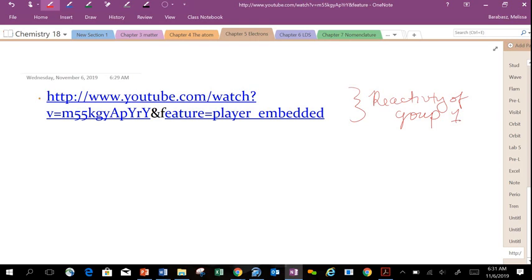So we looked at group 1 in the video, which is lithium, sodium, potassium, rubidium, cesium, and we're going to go through why they reacted as they did. We're going to compare the least reactive, which was lithium, which in the video basically did nothing, to cesium, which created a huge explosion. So we're going to find out why this happened.